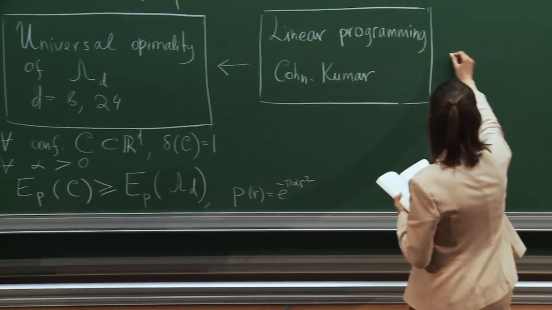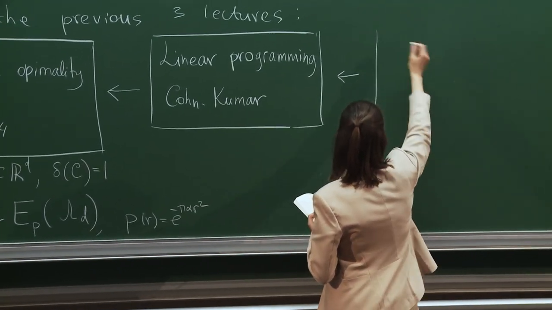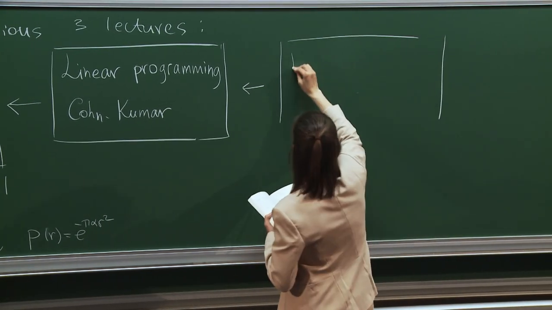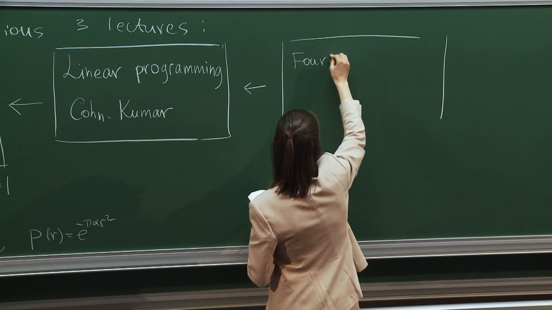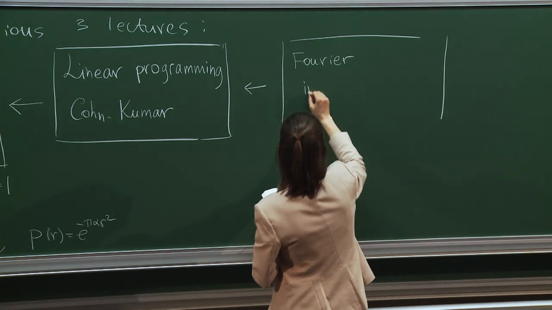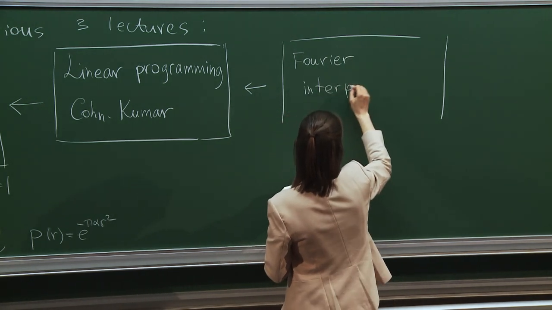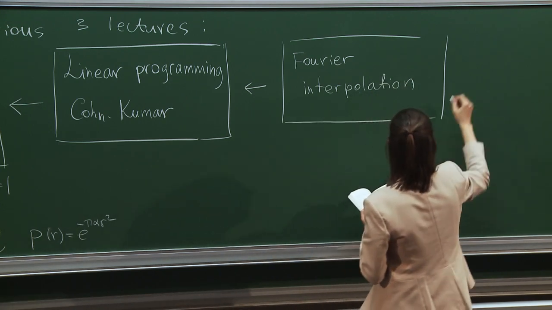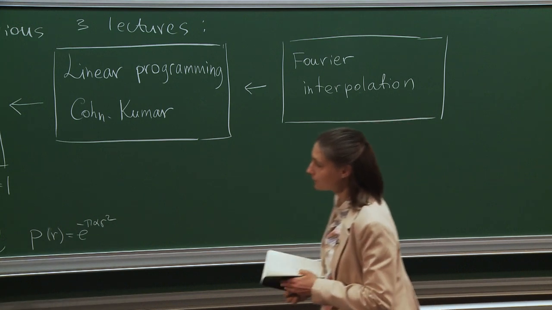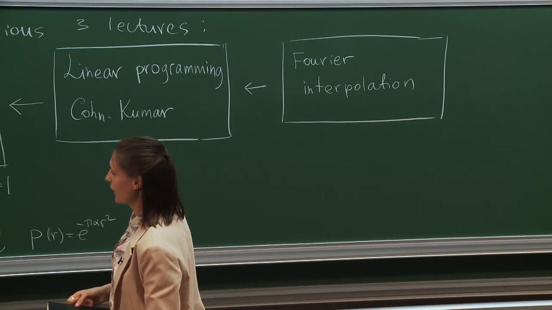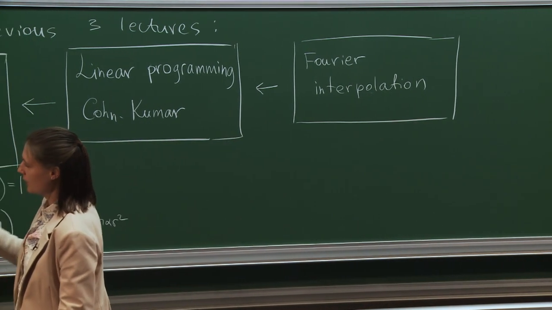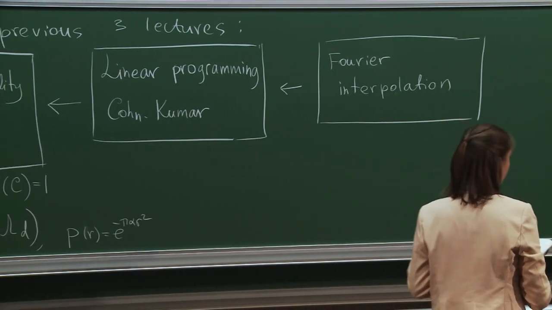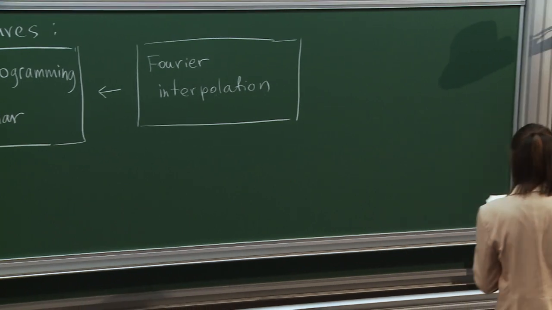And that's because we observe that there exists a Fourier interpolation formula, which helps us to reconstruct a radial Schwarz function exactly from these values. And so this interpolation formula is like this.